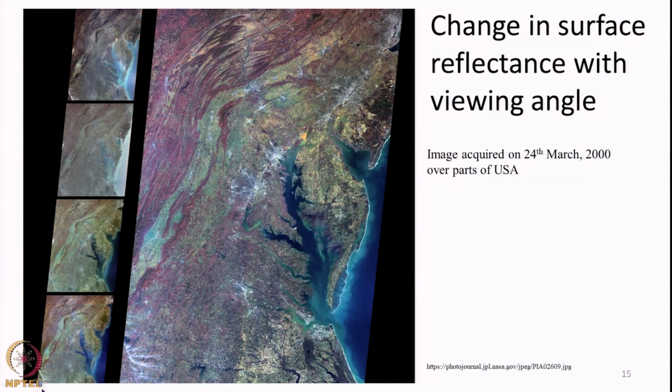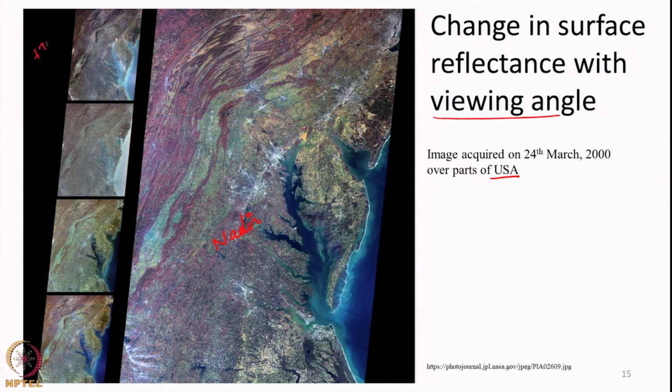Also, another example of how look angle will change the surface reflectance, or how viewing angle will change the surface reflectance. This image is again taken over parts of United States of America. So, here this image is nadir looking, like the sensor is directly overhead.